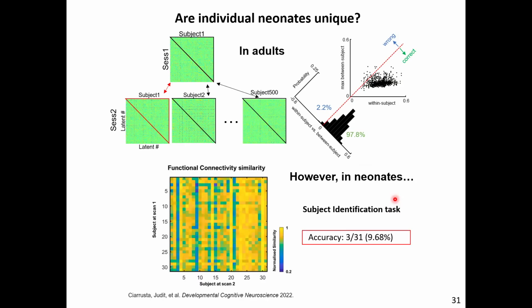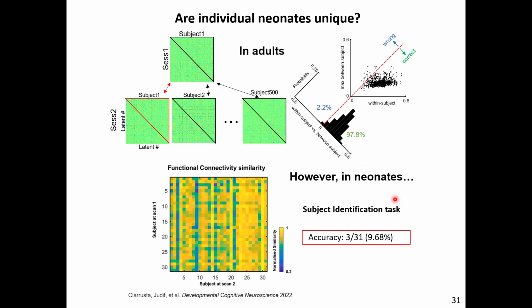However, a previous 2022 study showed that in newborns, the subject identification task accuracy was very low, just about 10% among the 31 subjects. They concluded that in newborns, functional network patterns are not unique to individuals; they just show group-level patterns. However, behavioral studies already show that even newborns, from early on, show their unique behavioral patterns.